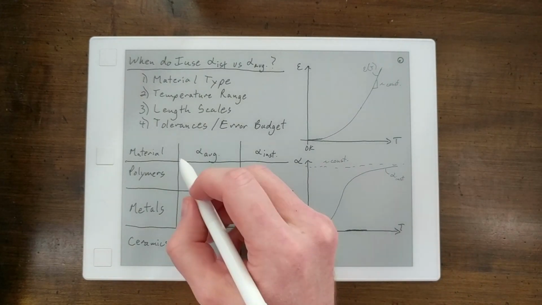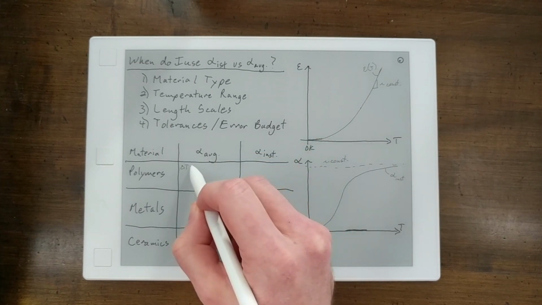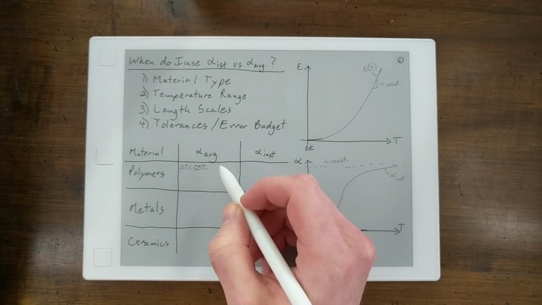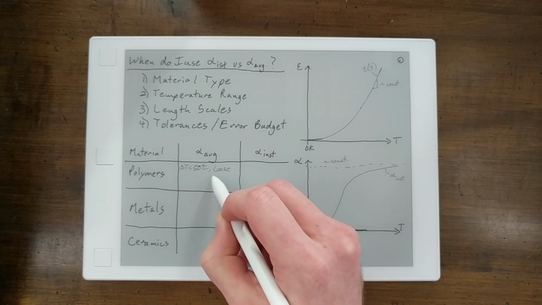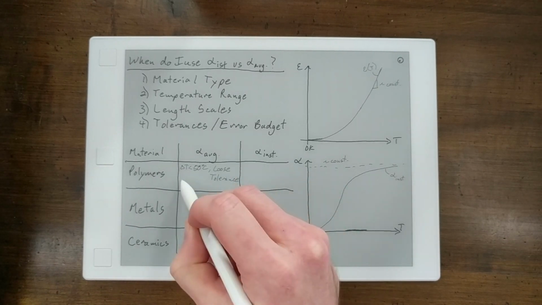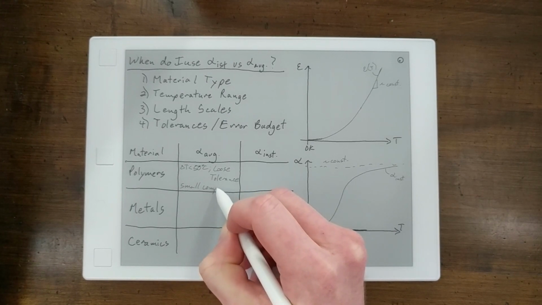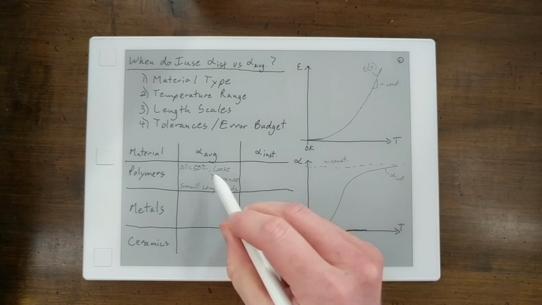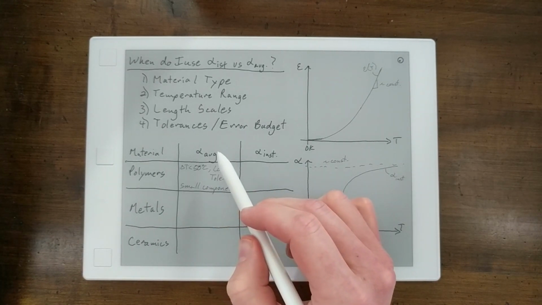So for polymers, if you're using a temperature interval that's less than about 50 degrees C, then you can use the average CTE. If you have loose tolerances, and if you have small components. So those are the three things that I think about. If you fit these three criteria, use the average CTE.